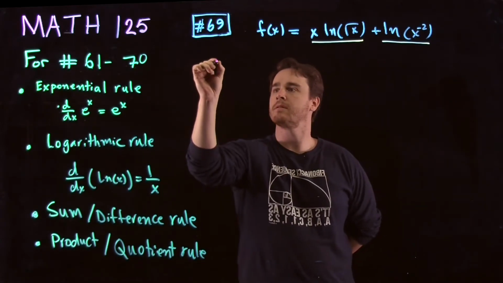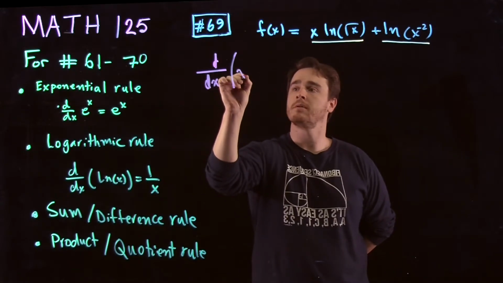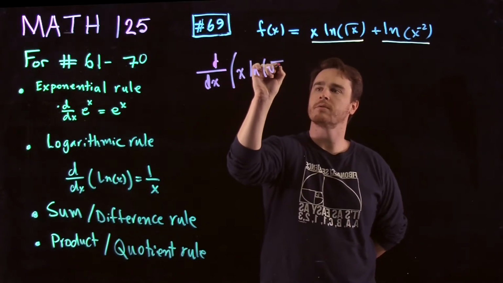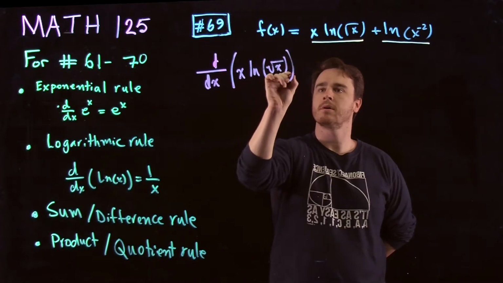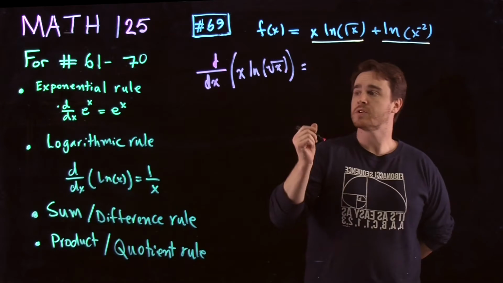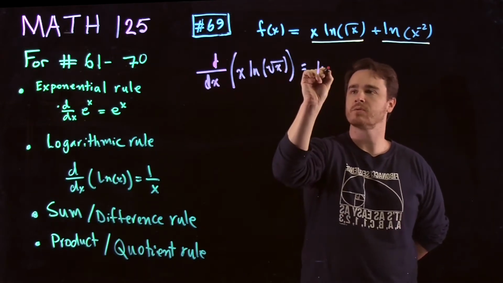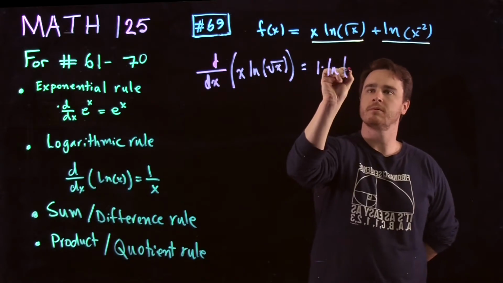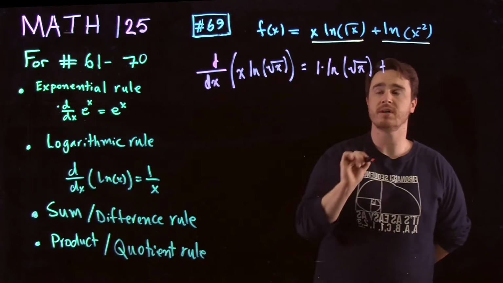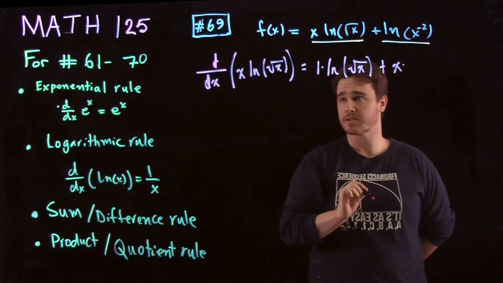So if we want to find the derivative with respect to x of x times the natural log of the square root of x, we have to use our product rule because we're multiplying two things that contain an x. So the derivative of x is going to be just 1 times, we leave the second one alone, plus we leave the first one alone, times the derivative of the second term.